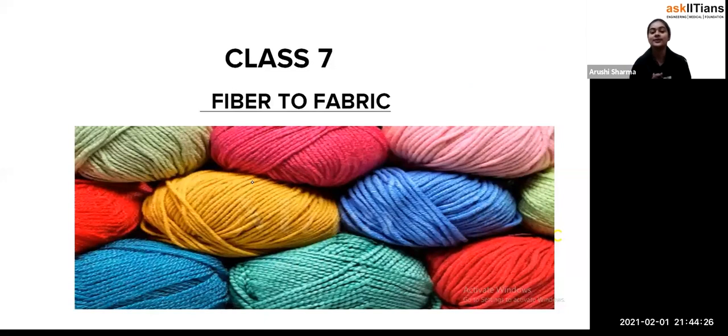Okay. So in the last session, we discussed what a fiber is. We discussed the types of fibers, and we saw that these are natural fibers and synthetic fibers, and then natural fibers are classified as plant fibers and animal fibers. Exactly. Do you remember all of these things? Very good.